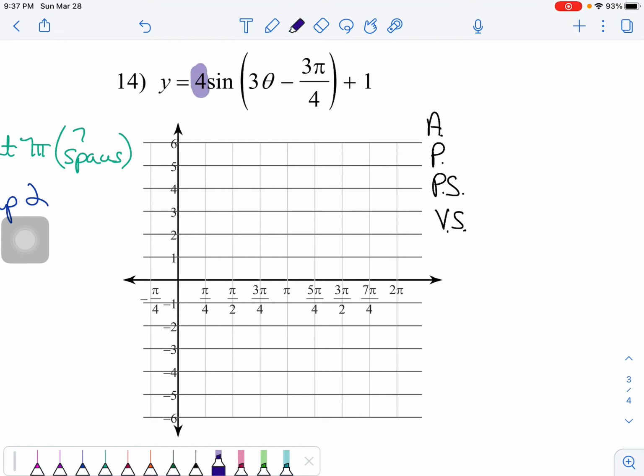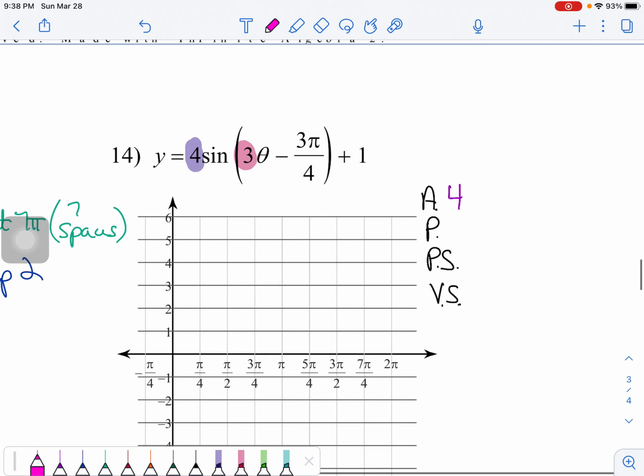So amplitude is going to deal with that 4. So let's go ahead and mark that as a 4. Period, we're going to deal with that 3 in front of the theta. So we're going to take 2 pi, divide by that coefficient of 3. That's not going to divide nicely. So we're just going to leave it as 2 pi over 3.